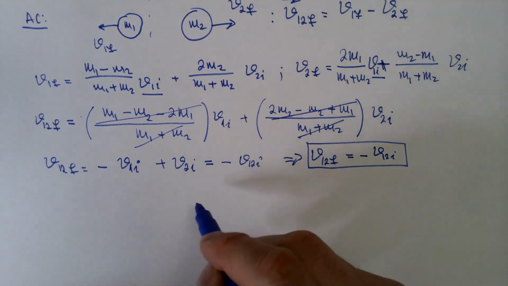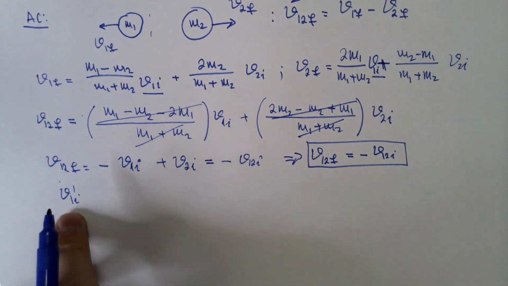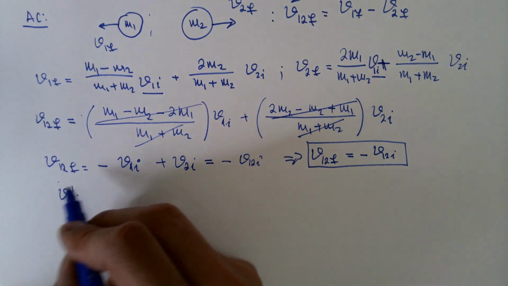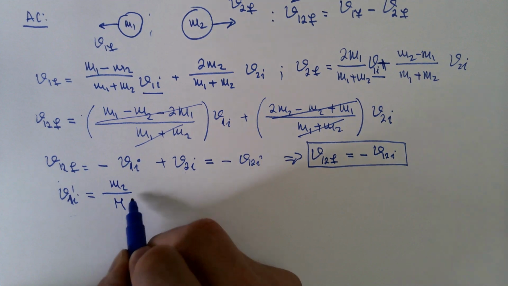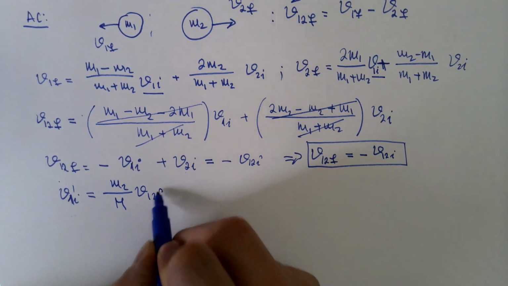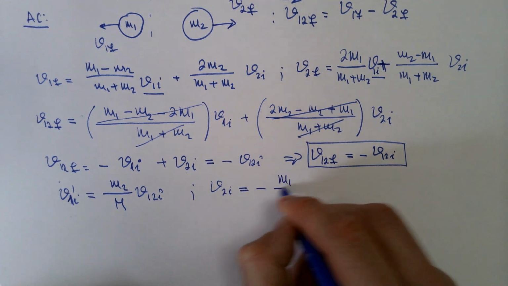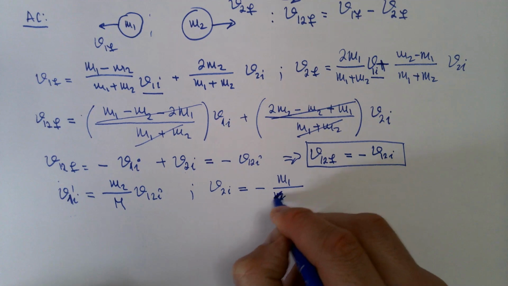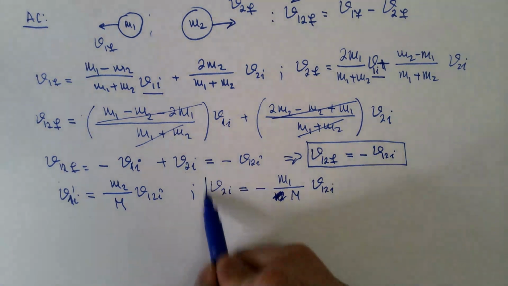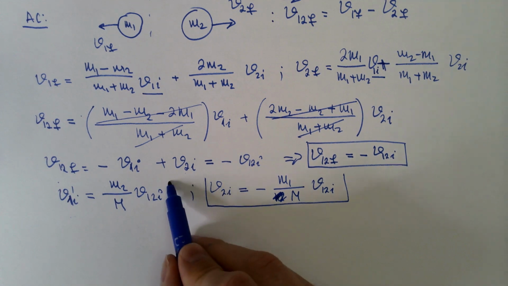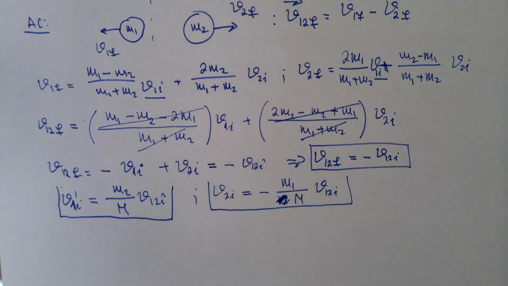We saw on the previous page, we just derived it, that v1 initial prime, so this is velocity of particle 1 in the center of mass reference frame, is equal to m2 divided by capital M times v12 initial, and we also had that v2 initial prime is equal to negative m1 divided by capital M, or m1 plus m2, whatever, times v12 initial. So this is initial velocity of particle 2 in the center of mass reference frame, and this is initial velocity of particle 1 in the center of mass reference frame.